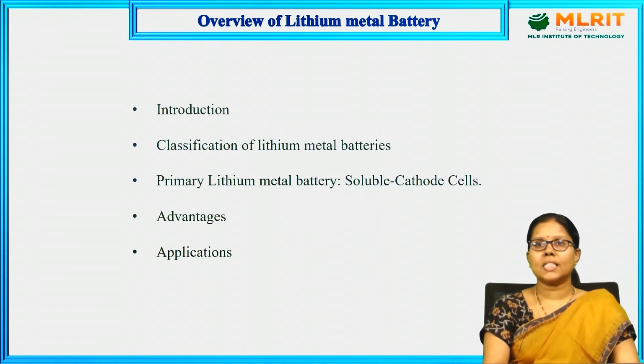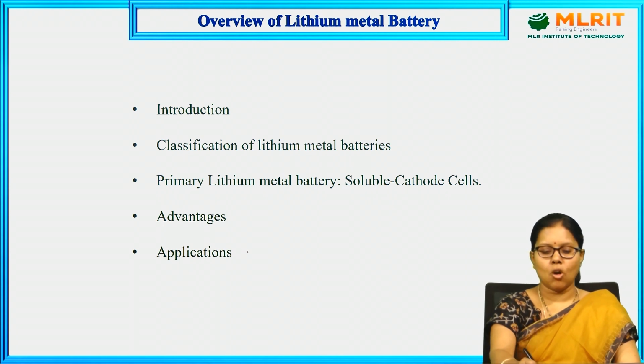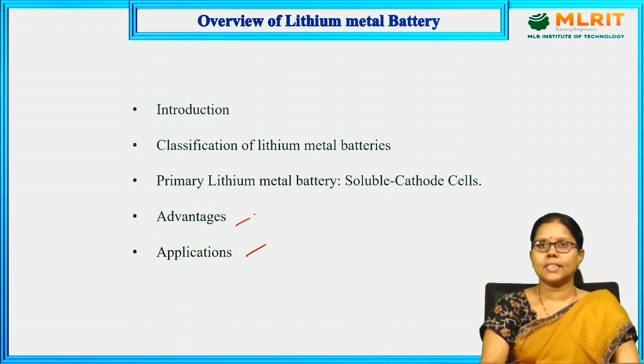In today's class, we are going to discuss the introduction, how the lithium metal battery works, and the classification of lithium metal batteries, the three types of lithium metal batteries based on the anode, cathode and the electrolyte. Among them, one is the primary lithium metal battery with soluble cathode cells, and its advantages and applications. All these we are going to discuss in today's class.